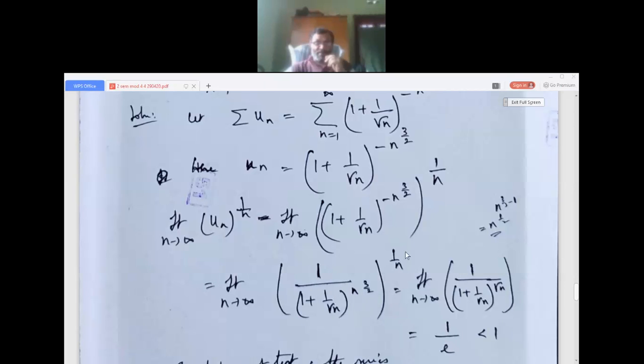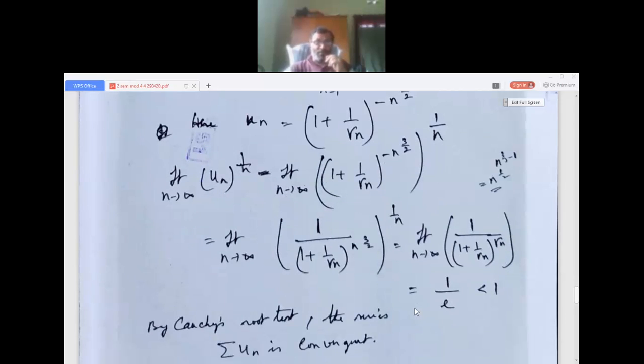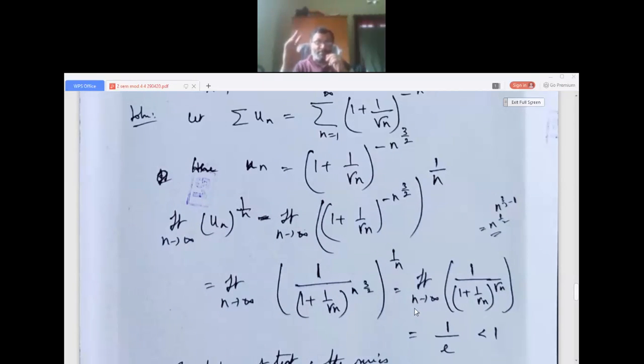Here, n power 3 by 2 into 1 by n, that is n power 3 by 2 by n. 3 by 2 minus 1 is half. So you get 1 plus 1 by root n power root n. This is nothing but a standard formula we use many times. That is, limit n tends to infinity 1 plus 1 by n power n is equal to e. We used it in the previous class also.